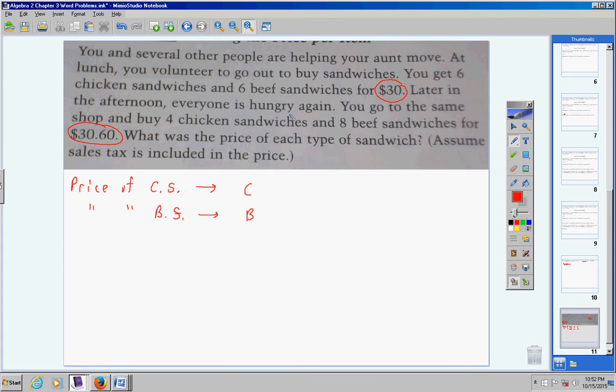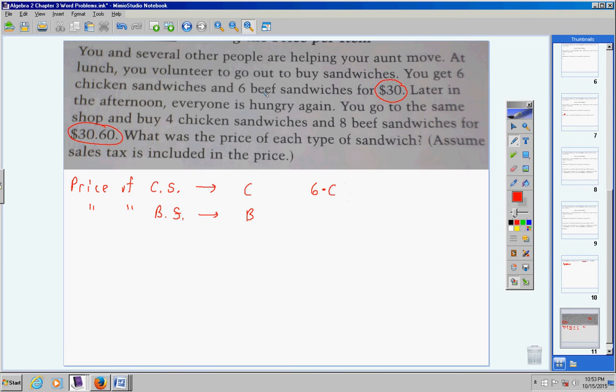For my first run to the restaurant, I had 6 chicken sandwiches. Now, this C is the price of a chicken sandwich. So if I take 6 and multiply it times the cost of my chicken sandwich, that's going to give me the total cost of all my chicken sandwiches.